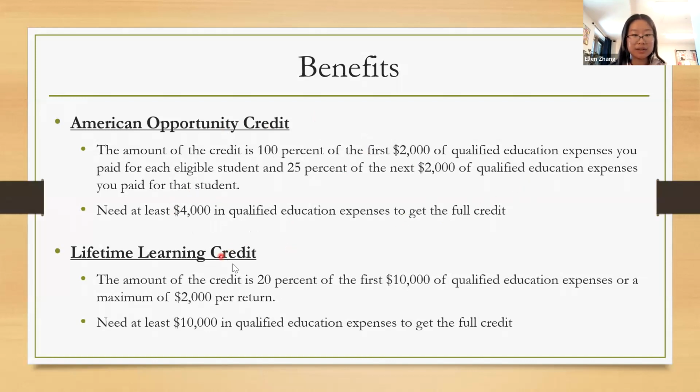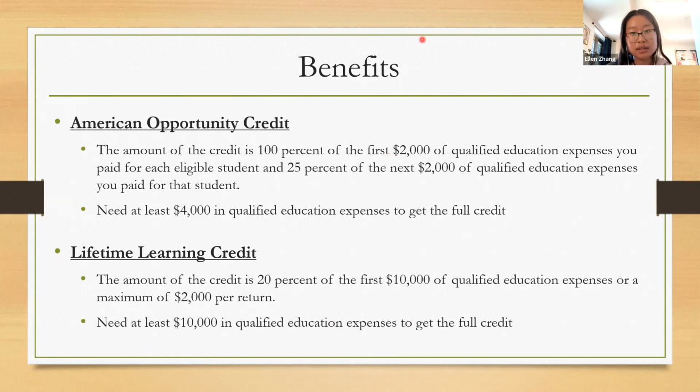Then going down to the Lifetime Learning Credit, the amount here is a bit more straightforward. It is just 20% of the first $10,000 of qualified education expenses. So you would get a maximum of $2,000 per return. So you would need at least $10,000 in qualified education expenses to receive the full Lifetime Learning Credit. Just a little bit of information on both if you wanted to think about whether you would be able to receive these credits this year, thinking about how much qualified educational expenses you have.